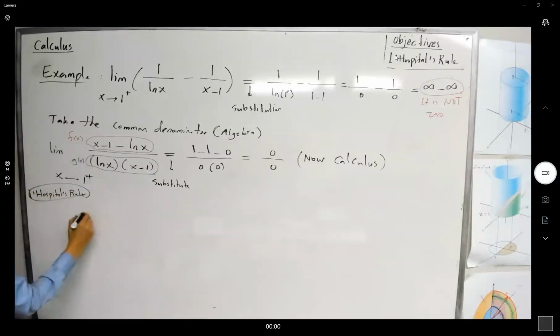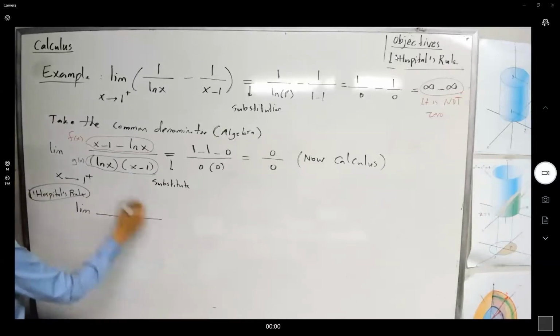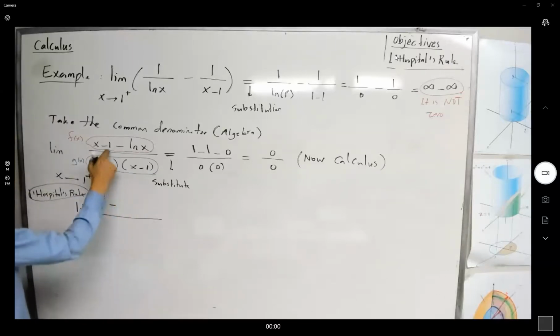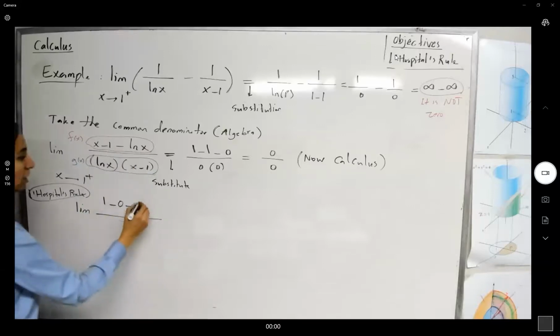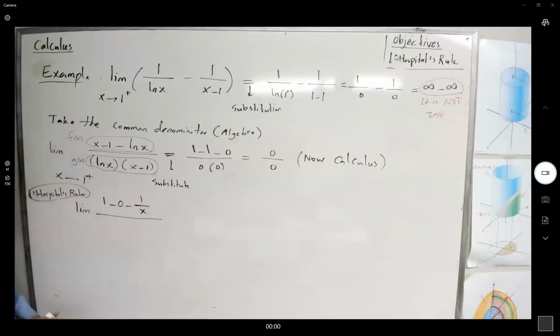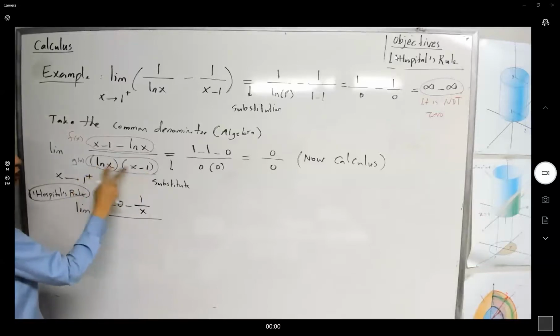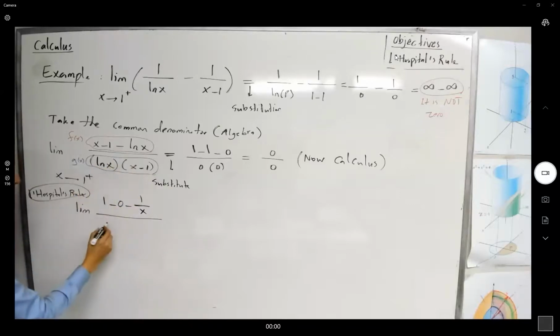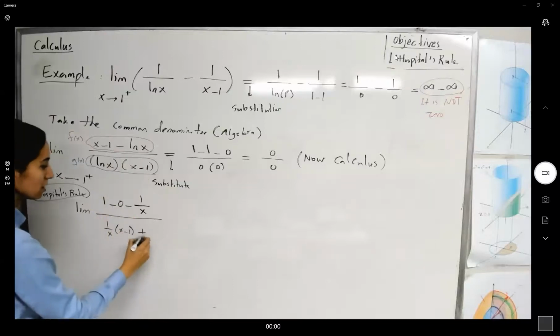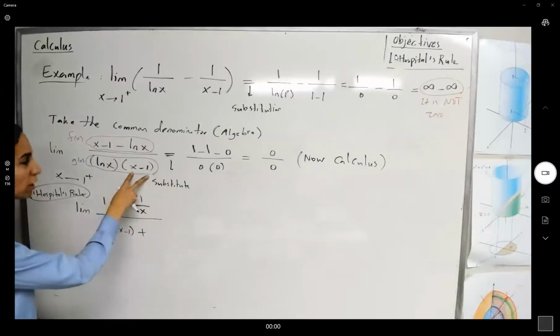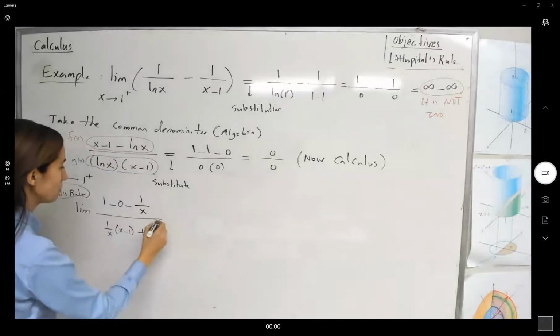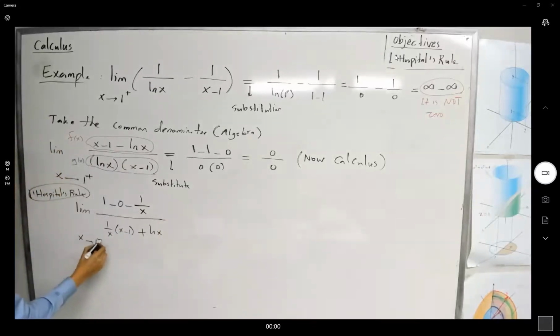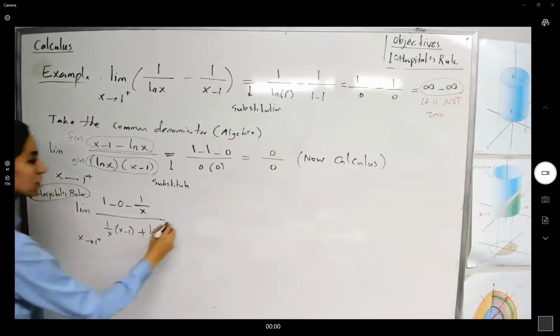So here it is equal to the limit of the derivative of x, which is 1. The derivative of 1 is 0. The derivative of ln is 1 over x. Here you have the product of two functions. You have to apply the product rule. The derivative of ln is 1 over x times x minus 1, plus the derivative of x minus 1, which is 1, times ln of x, as x goes to 1 from the right-hand side. We're done with the calculus part. Now do the substitution.